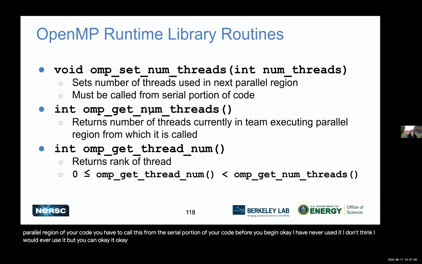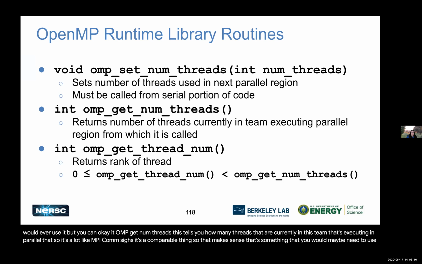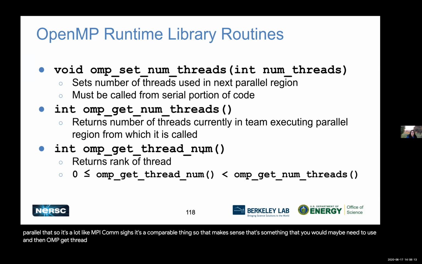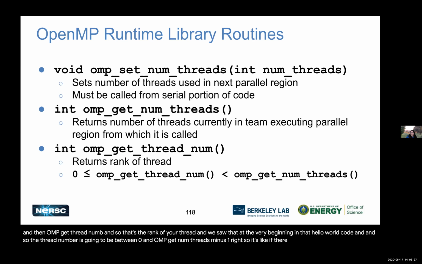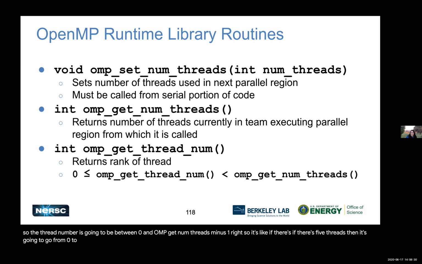Okay, OMP get num threads tells you how many threads are currently in the team that's executing in parallel. So it's a lot like MPI comm size. It's a comparable thing. That's something that you would maybe need to use. And then OMP get thread num, that's the rank of your thread. And we saw that at the very beginning in that hello world code. And so the thread number is going to be between 0 and OMP get num threads minus 1, right? So if there are 5 threads, then it's going to go from 0 to 4.